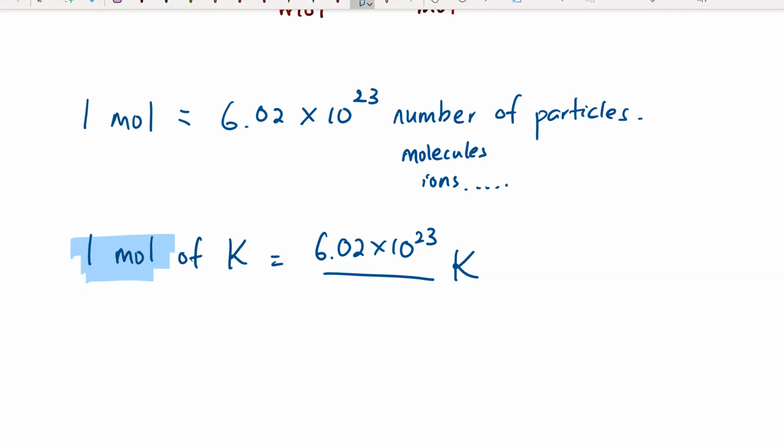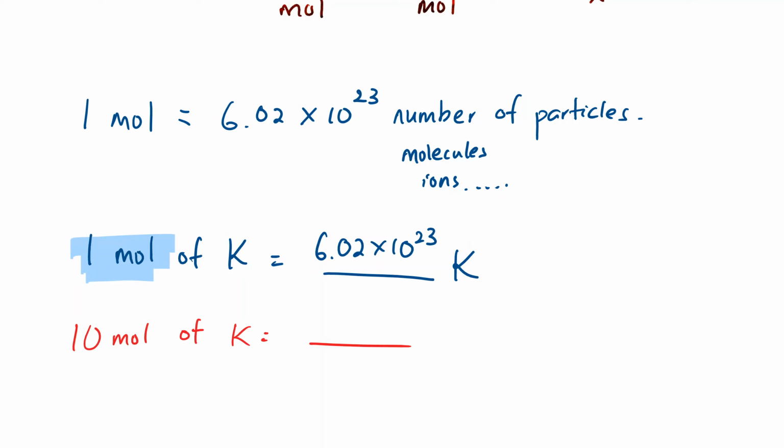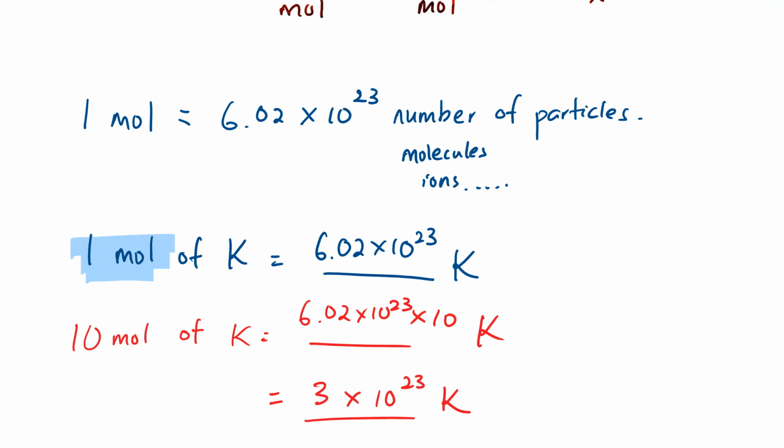So with this, it's also a ratio. Let's say I have 10 mole of potassium. How many potassium do I have? You just multiply by 10, right? Everybody's good with ratio, so you know that if I have 10, I must have multiplied that number by 10. Okay, so let's say I have 3 times 10 to the 23 potassium.